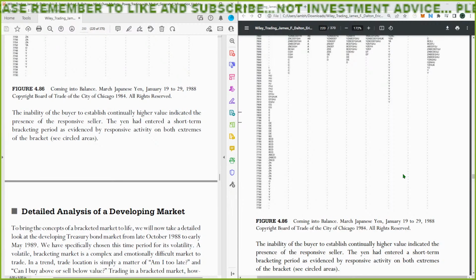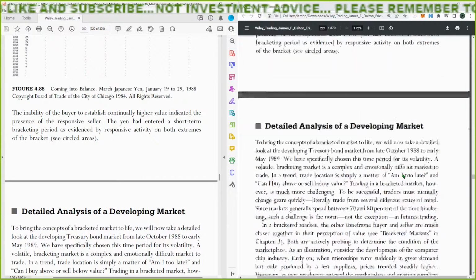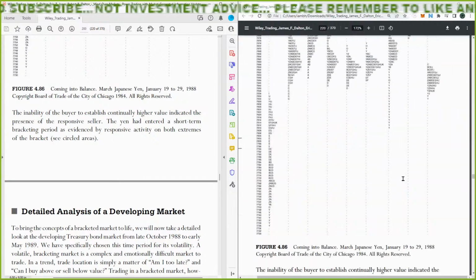Where are these circled areas at? Yeah, maybe it's waiting for me to draw a circle.